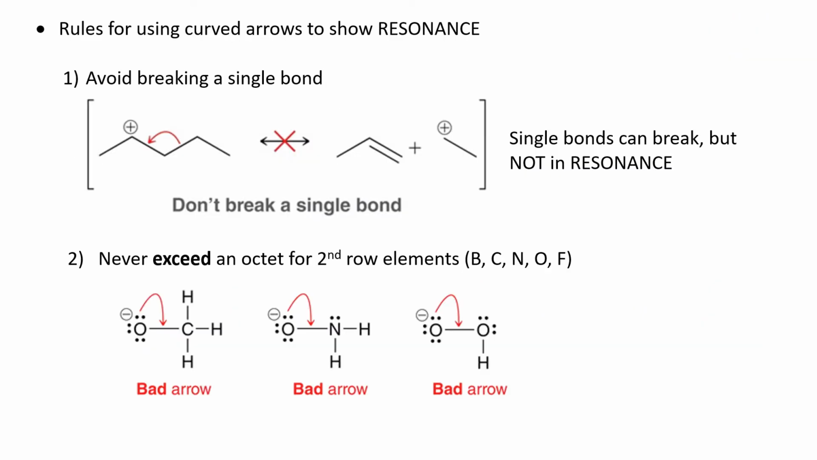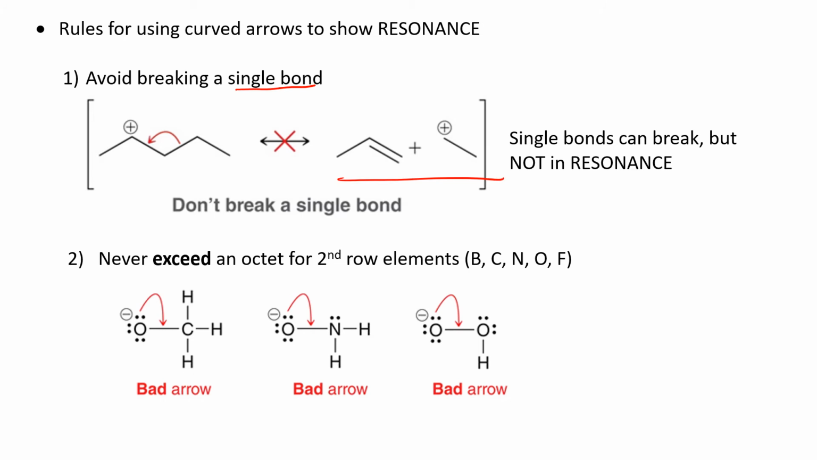All right, there's 2 rules you've got to know for resonance. 2 rules, really important. Never break a single bond or a sigma bond, okay? And don't exceed the octet rule for a second row element. If you break a sigma bond, you're going to end up with a fragmented molecule.